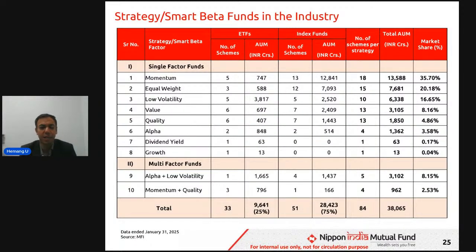Overall, like I said, there are 8 to 9 different types of factors. To see how much AUM is tracking these funds, overall it is 38,000 crores. The top is Momentum, which has gained a good amount of traction, collecting around 13,000 crores across ETF and index funds. Next best is Equal Weight, then comes Low Vol, and so on. There are almost 84 such schemes available in the market today. Like I was speaking about multi-factor, there are two multi-factor funds: Alpha+Low Vol, one of them provided by us, Nippon itself, and the other one is Momentum Plus Quality.